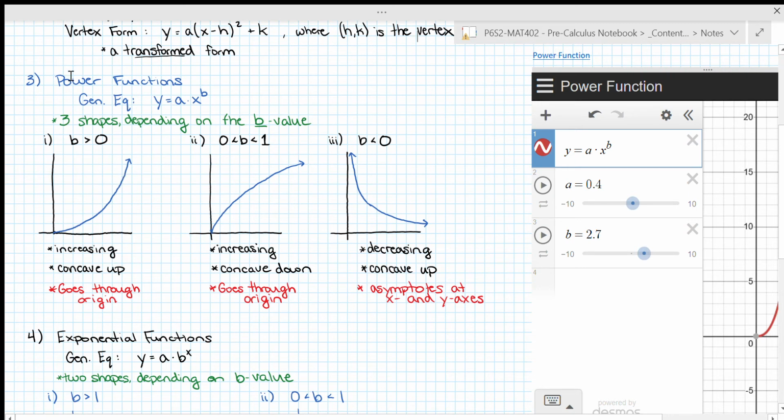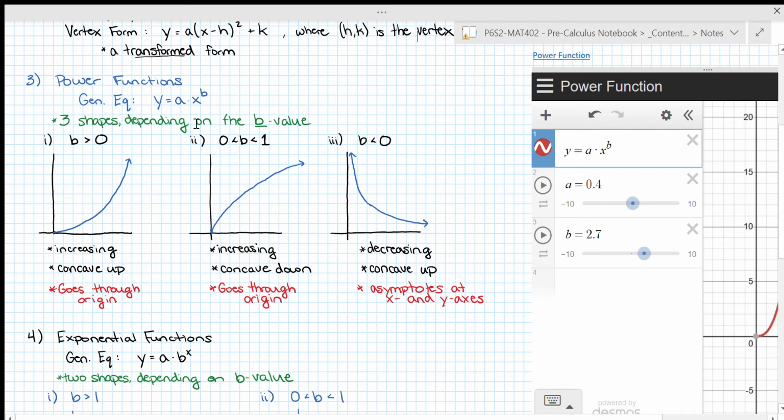So power functions can take three different shapes depending on the b value, basically. The a value also tells you some things. If the a value is positive, it's going to be open up like all of these. If it's negative, it's open down. None of the examples that we will be seeing right now will have negative a values. Everything that we're going to be dealing with is going to be going up.